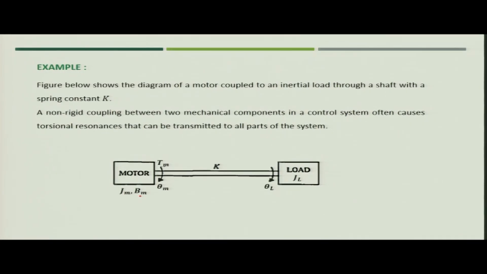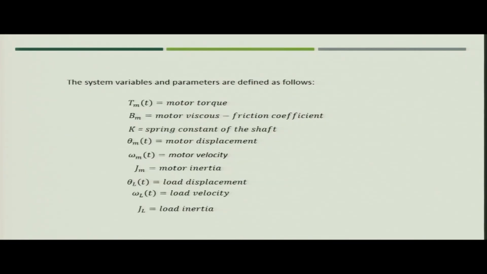Motor inertia is Jm and viscous friction coefficient is Bm. Now, in this case the motor is coupled to an inertial load through a shaft with the spring constant K. The non-rigid coupling between two mechanical components which we see here often causes torsional resonance that can be transmitted to all parts of the system. Now, let us see how we can create the free body diagram.